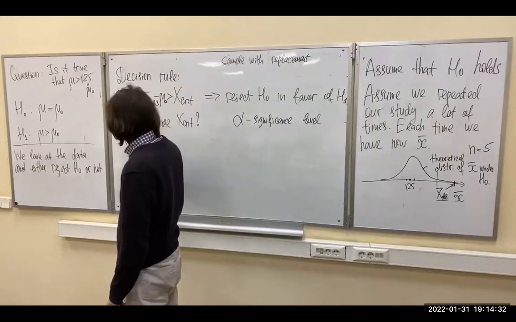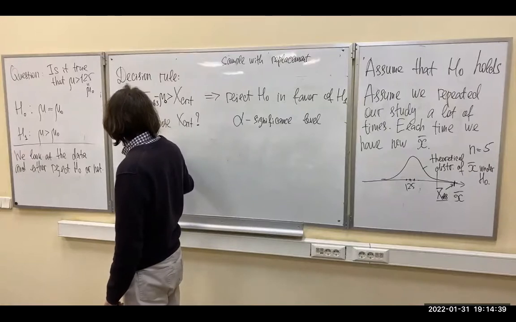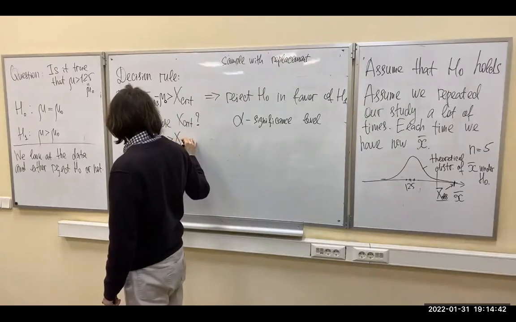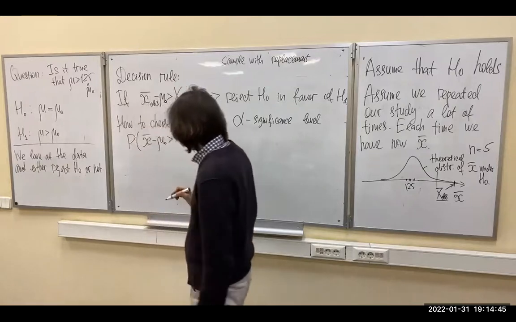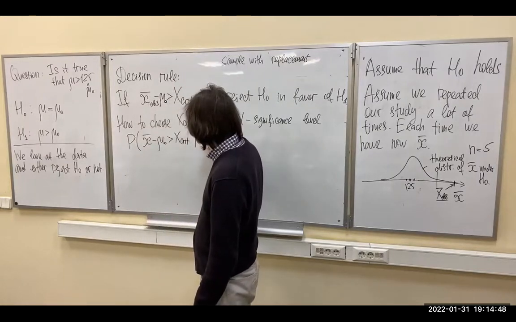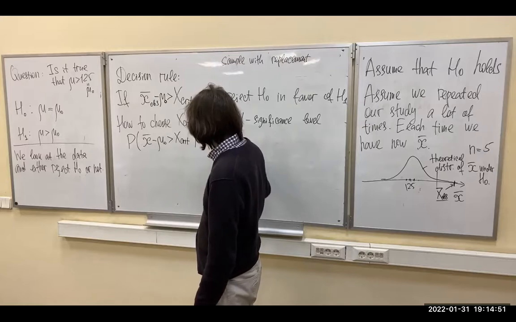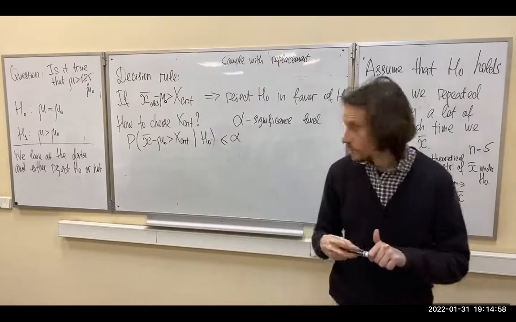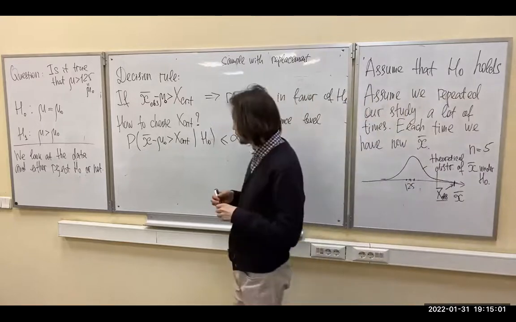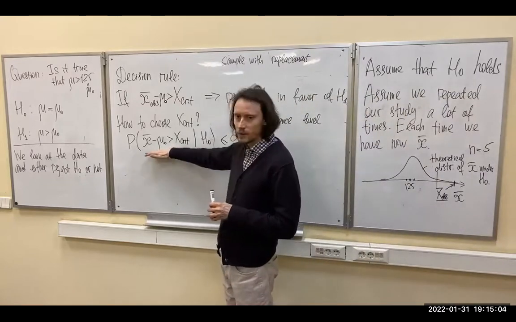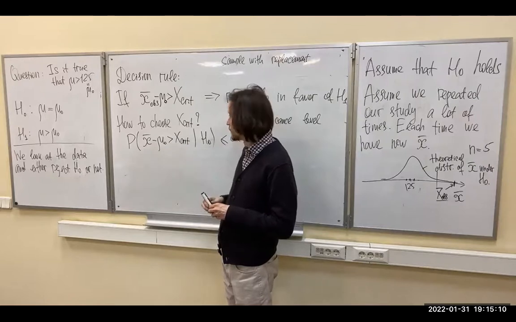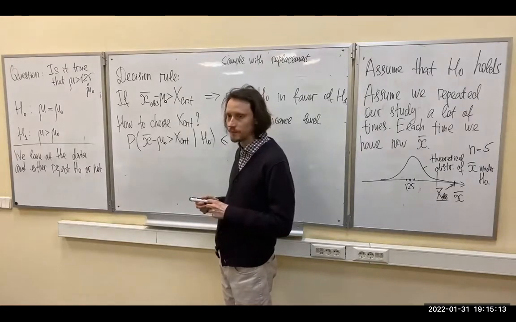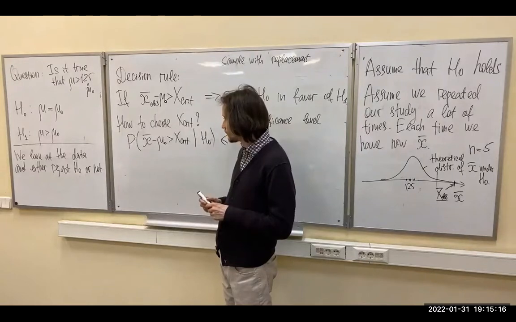We want the probability that x bar minus mu naught is larger than x critical, provided that the null hypothesis holds, to be less than alpha. Less than or equal to. So why do I want this condition to be satisfied? In this case, it's x bar of observed.